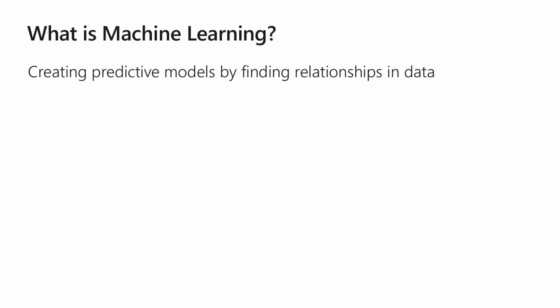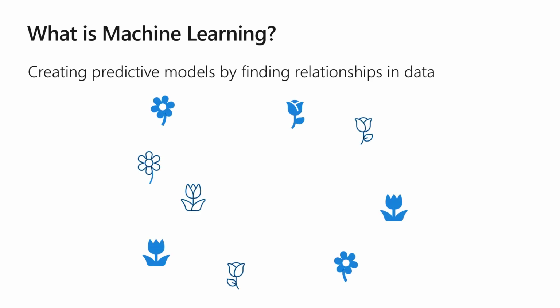So let's start by defining what machine learning is. Now, machine learning is a technique that we can use to create predictive models based on relationships in data. Well, what does that mean? Well, let's look at an example. Suppose a botanist collects some samples of flowers. Now, each sample has some features, such as measurements of the petals, the stems, other details. And the botanist can provide a label for the flower using its species name based on those features. So we have various different varieties of flower here.